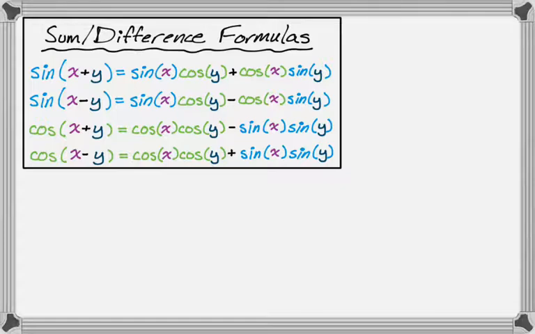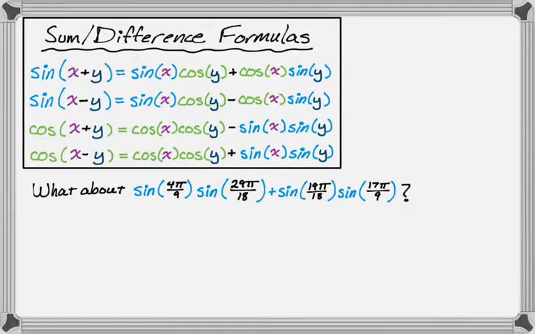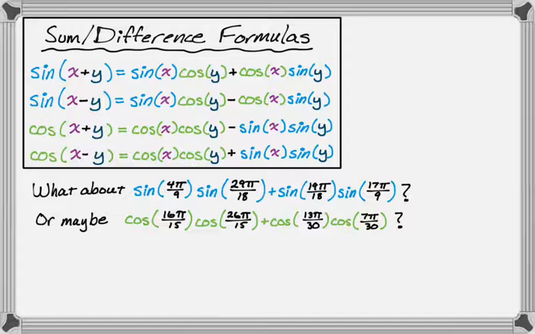But what would we do with something that has this? So it's sine, sine plus sine, sine. We need to figure out what to do with this sort of thing. Or maybe you'll see one that has cosine, cosine, cosine, cosine. So these aren't looking exactly like the sum and difference formulas. And these will only work if they're selected really carefully, but if I'm writing the problem, I'll put the effort in and make that happen.